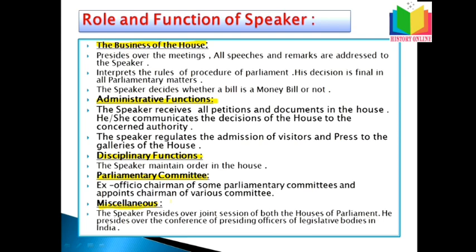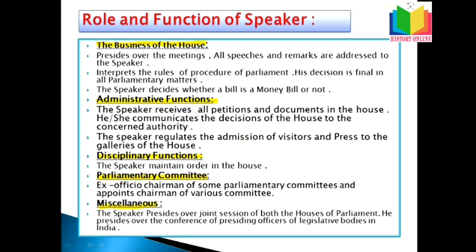Next, the speaker interprets the rules of procedure of the house. His decision in all parliamentary matters is final, and all bills passed by the house are signed by him before they are sent to the Rajya Sabha for its consideration or to the president for his assent. The next point is that the speaker decides whether a bill is a money bill or not.